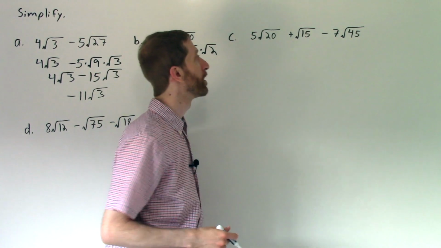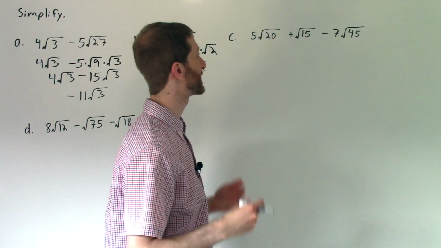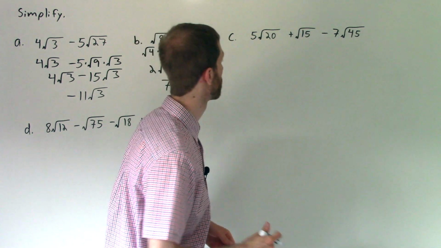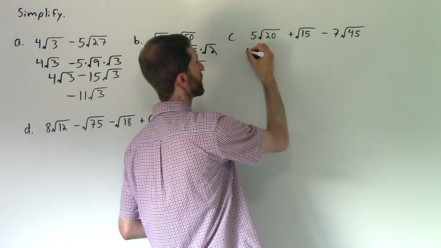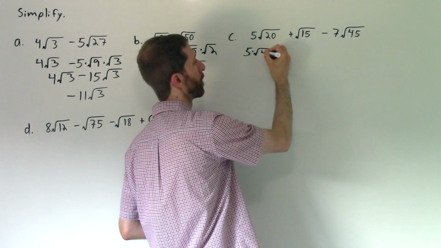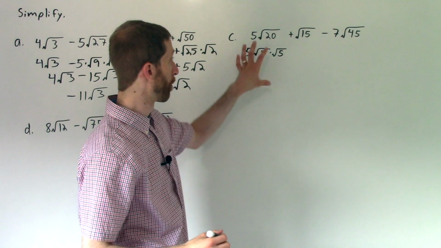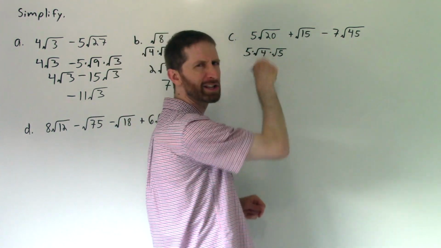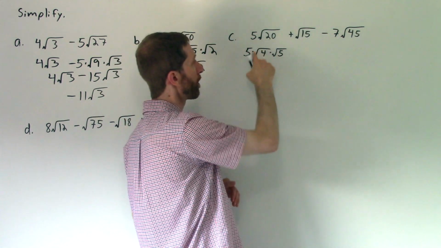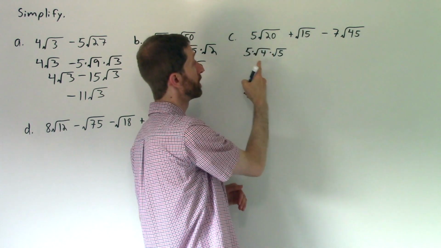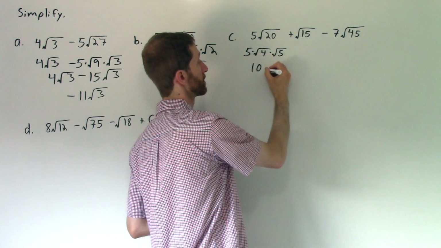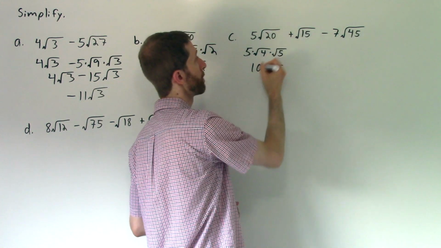Okay, letter C. We're going to do the same thing. All I've done now is extend this to include one extra term. So I can reduce 20, so that's going to be 5 times the square root of 4 times the square root of 5. 4 is the biggest perfect square that goes into 20. Let's reduce it all the way. Root 4 is 2, so I'm doing 2 times 5, which is 10 times the square root of 5. So this has now been reduced.